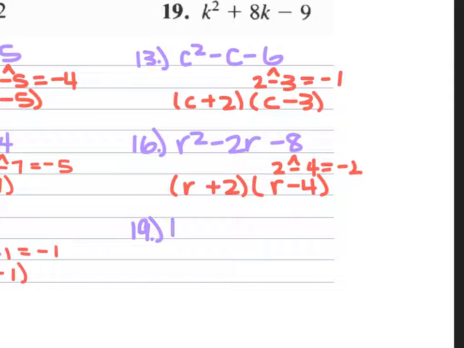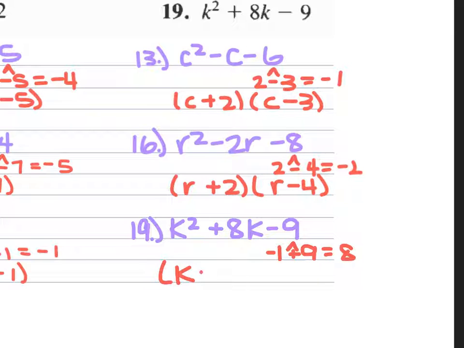For 19, we have k squared plus 8k minus 9. Your factors of negative 9 that add up to be a positive 8 are a negative 1 and a positive 9. So this is going to be k minus 1 times k plus 9.